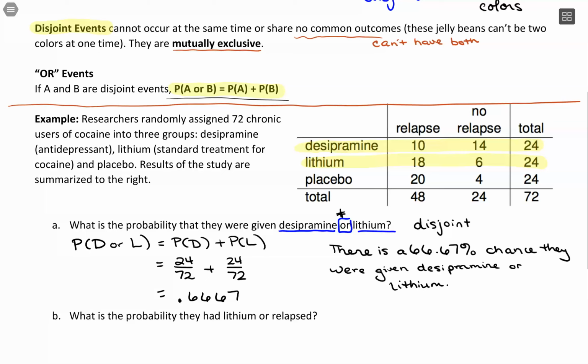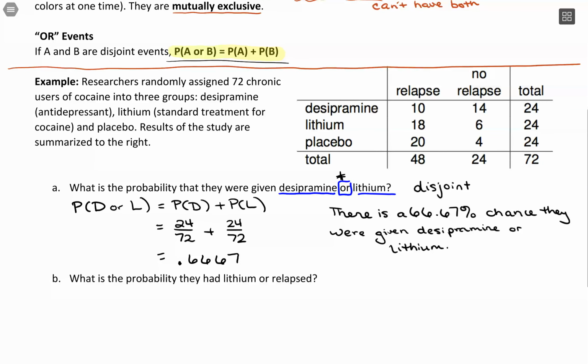Okay. Now let's compare that to this next scenario. What's the probability that they had lithium or relapsed? So lithium group, this row right here. Relapse group is this column right here. Now you'll see this like in part A where we saw they were disjoint.